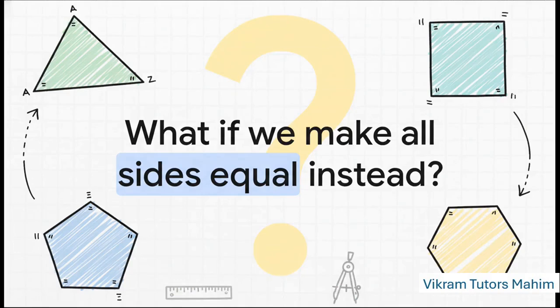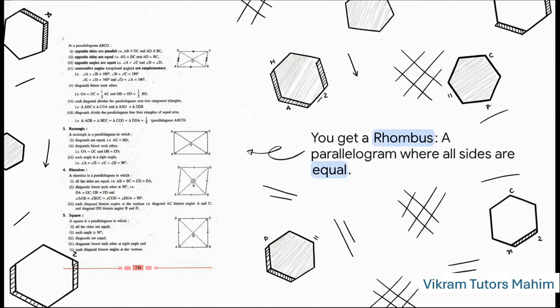All right, let's rewind. What if we tried a different rule and made all the sides equal instead? That gives us a rhombus. It's a parallelogram where every single side is the same length.